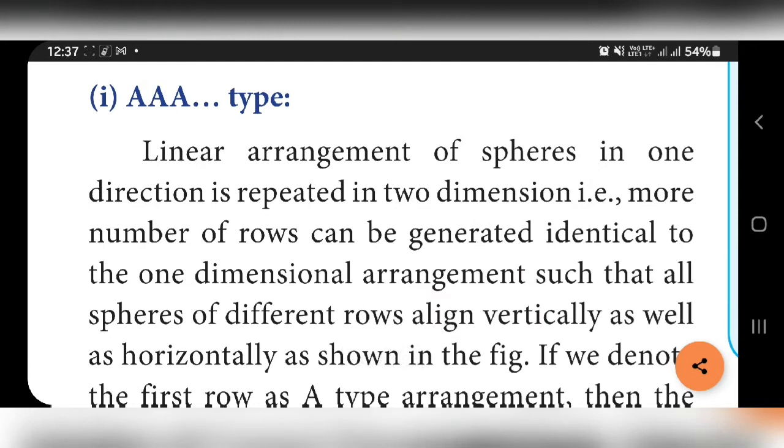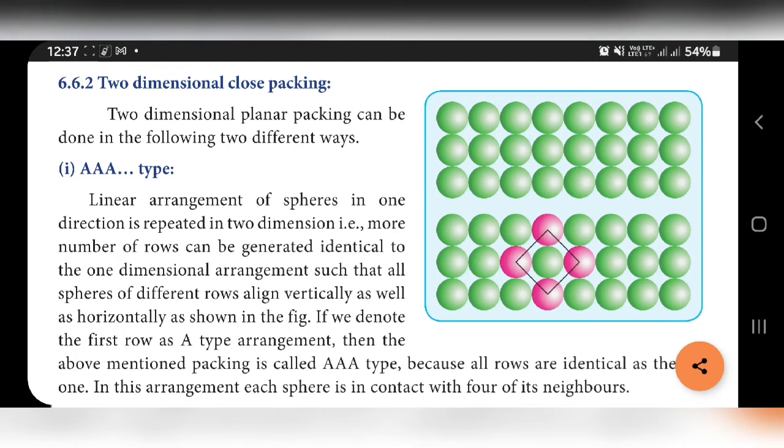AAA type, first topic. The linear arrangement of spheres in one direction is repeated in two dimensions. That is, more rows can be generated identical to the one-dimensional arrangement such that all spheres of different rows align vertically as well as horizontally, as shown in the figure. See this picture, my dear students. The linear arrangement is repeated again and again in two dimensions.